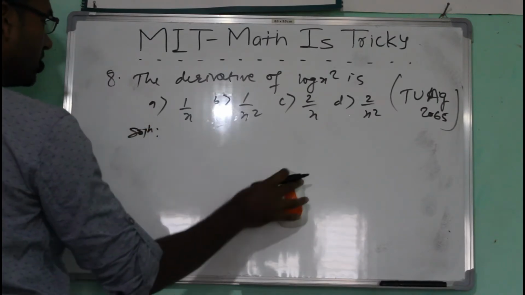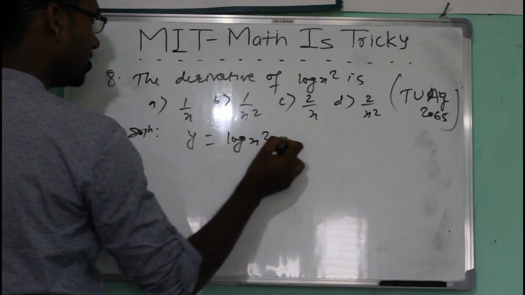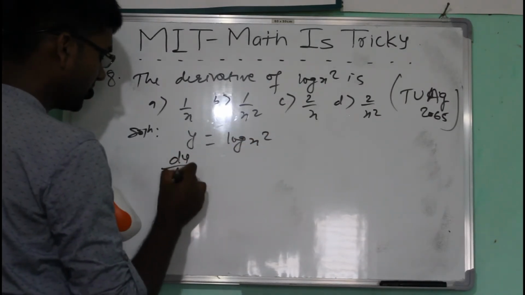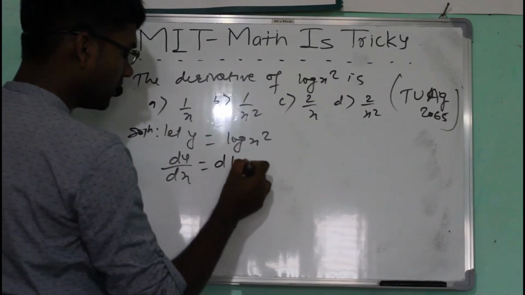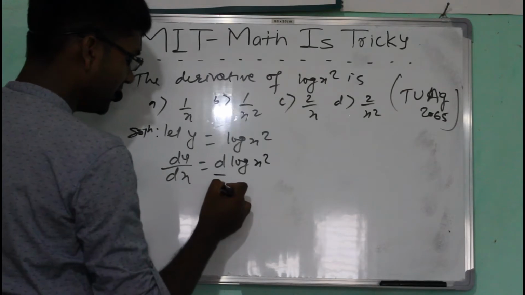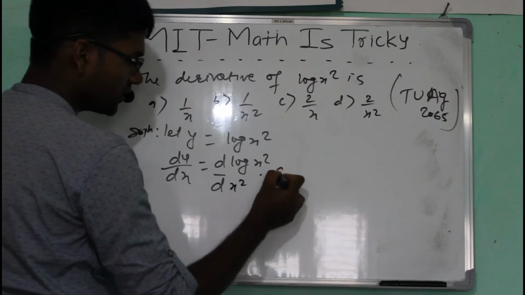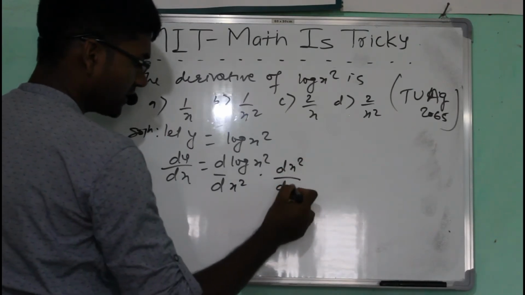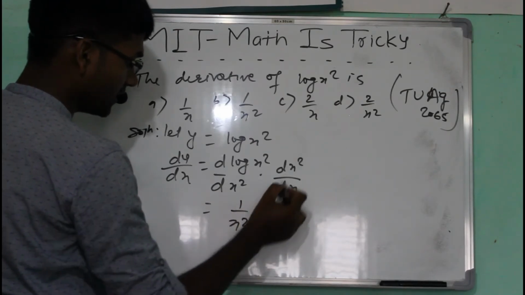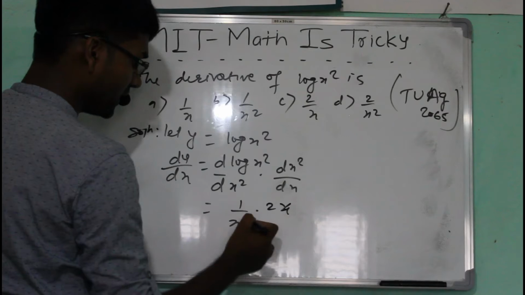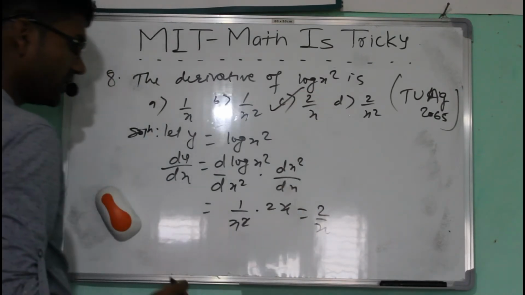Solution: let y equals log x square. So dy by dx equals d log x square by dx. After log, whatever is there, we just use the chain rule. The derivative of log is 1 by x, so it is 1 by x square times the derivative of x square, which is 2x. By cancellation we get 2 by x. That's your answer, so option C is the correct answer.